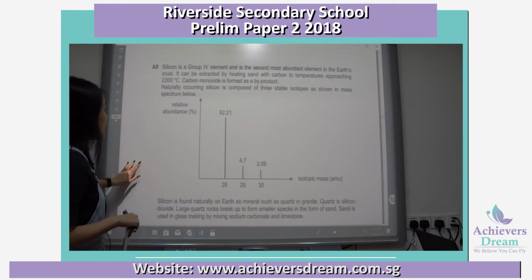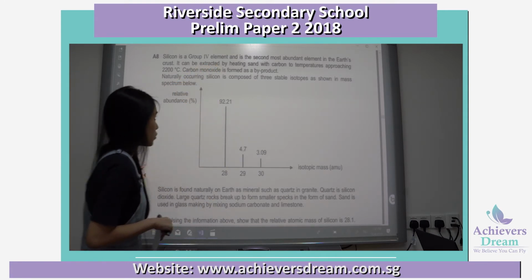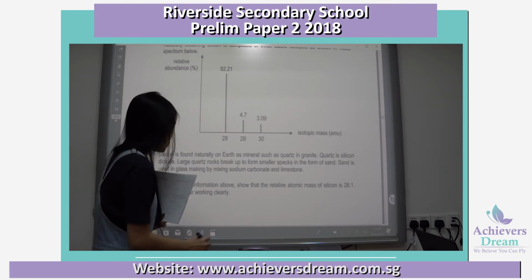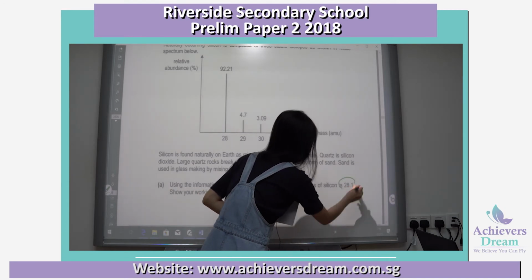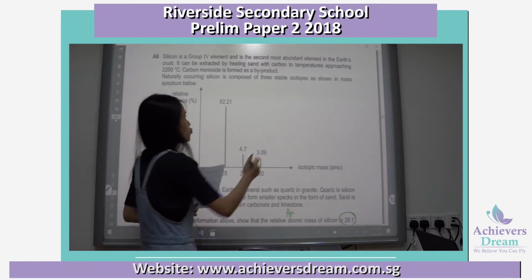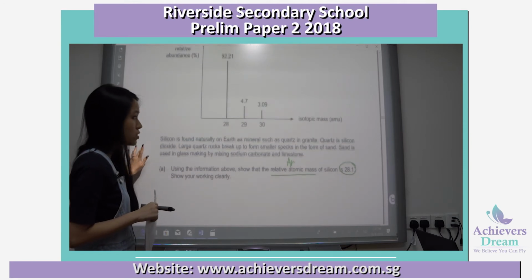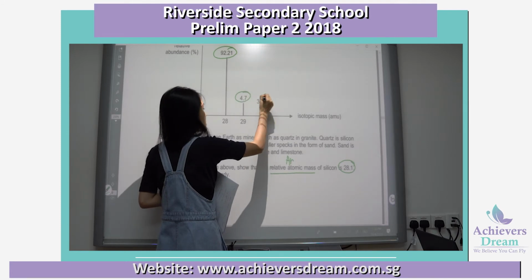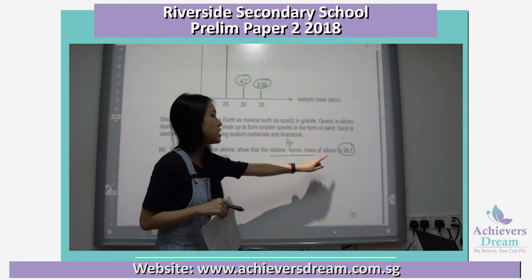For question A8 here, we have silicon, which is a group 4 element, correct? What does the question want us to do? We want to show the relative atomic mass, so we are talking about the Ar of this here. So it means that I have 3 isotopes. How do we calculate the Ar for silicon? Based on all this here, these are the percentage abundances. How do we calculate the relative atomic mass of silicon?